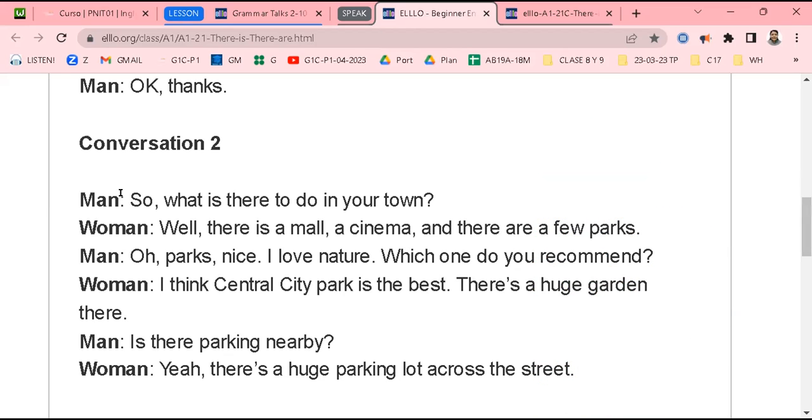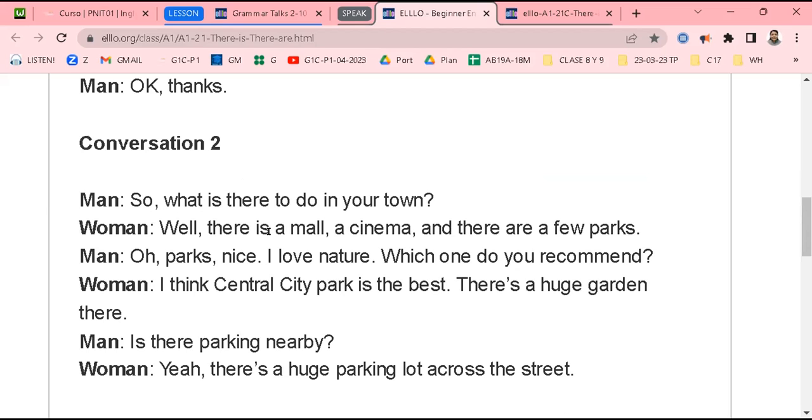Okay, next conversation. So what is there to do in your town? Tell me, guys. So what is there to do in your town? ¿Qué podemos hacer en su pueblo? So what is there to do in your town?